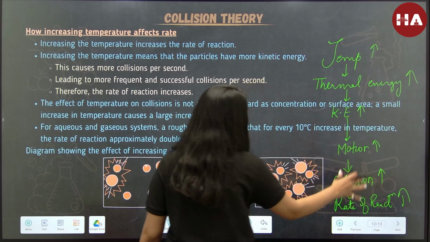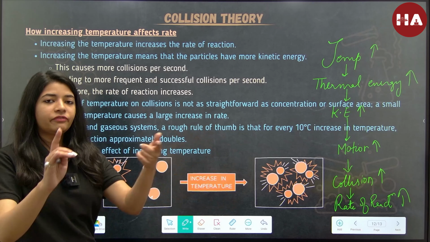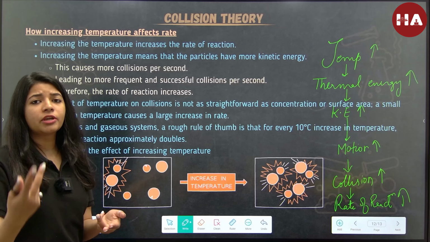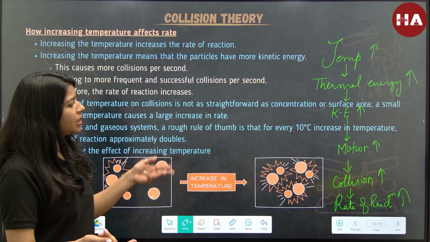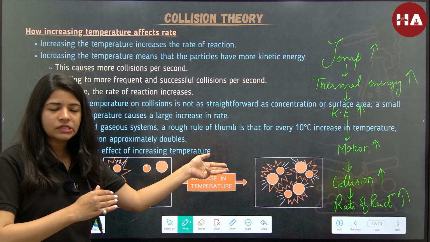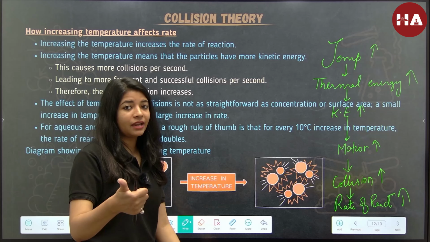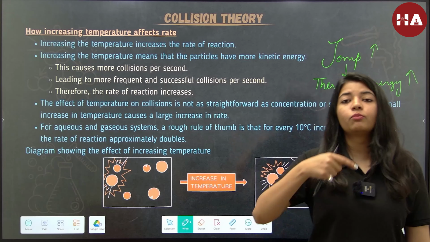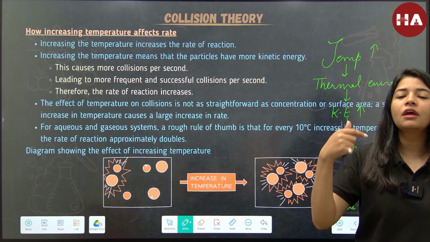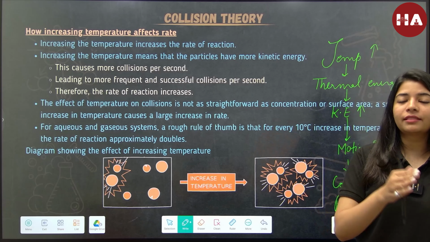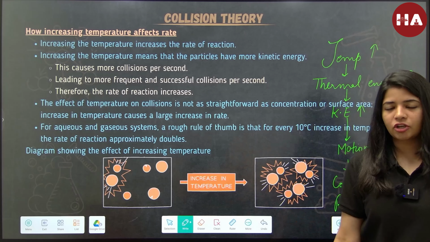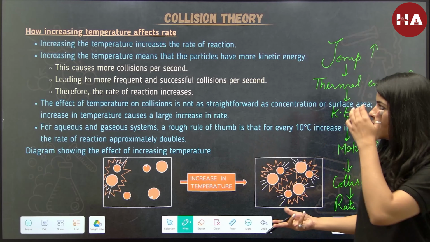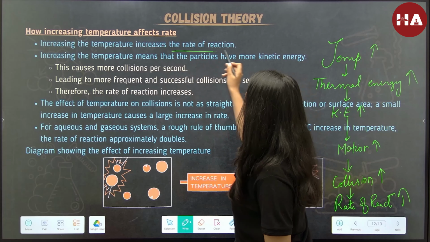So this is a flow chart. If you wish to note down, you may do so. If you increase the temperature, thermal energy increases, particles absorb this thermal energy and convert it into kinetic energy. Kinetic energy helps them to move faster. If they move faster, they will collide more. If they collide more, the frequency of the collision increases. Therefore, more chance of having successful collision and thereby increasing the rate of reaction, or increasing the chance of the reactants converting into products.